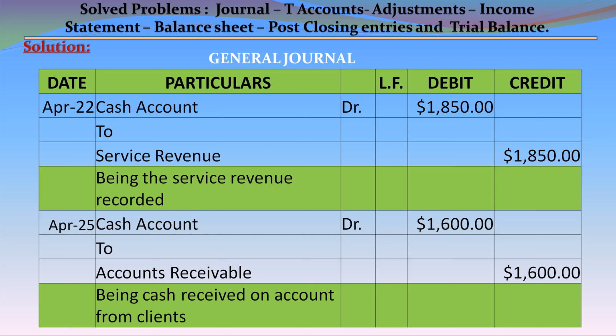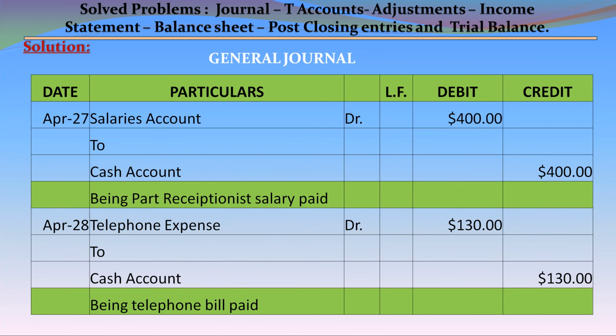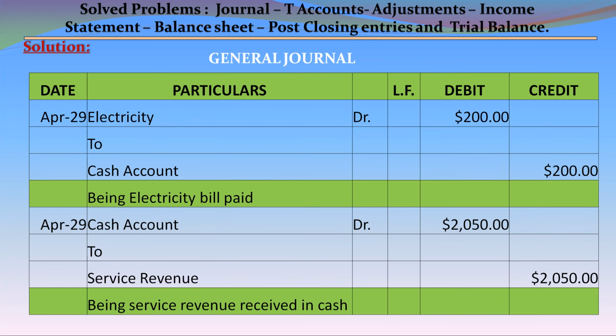April 25, cash account debit 1600 to accounts receivable 1600 credit, being cash received from the clients. April 27, salaries account debit $400 to cash account $400 credit, being the part-time receptionist salary paid. April 28, telephone expenses debit 130 to cash account credit 130, being the telephone bill paid. April 29, electricity expenses debit 200 to cash account 200 credit, being electricity bill paid.